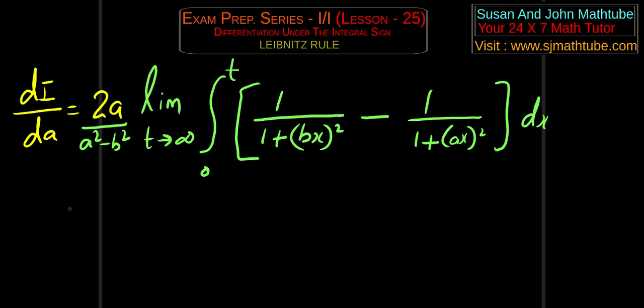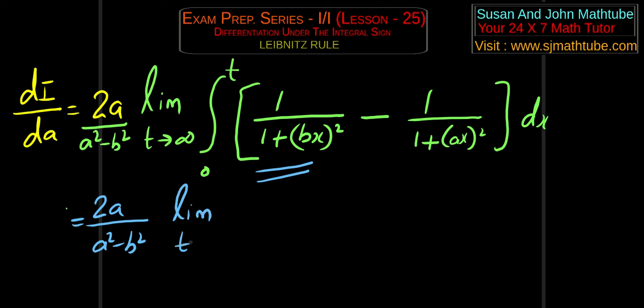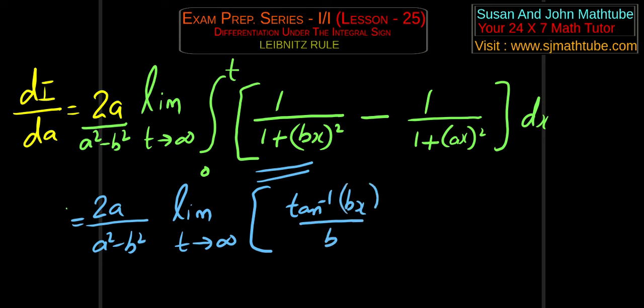Okay, so now that's it. Now you can just relax. 2a by a square minus b square. So tell me, what is the integral of this? We just discussed this integral in the previous question. Tan inverse (bx) the whole divided by b, minus tan inverse (ax) the whole divided by a. And of course, the limits are x equal to 0 to t.